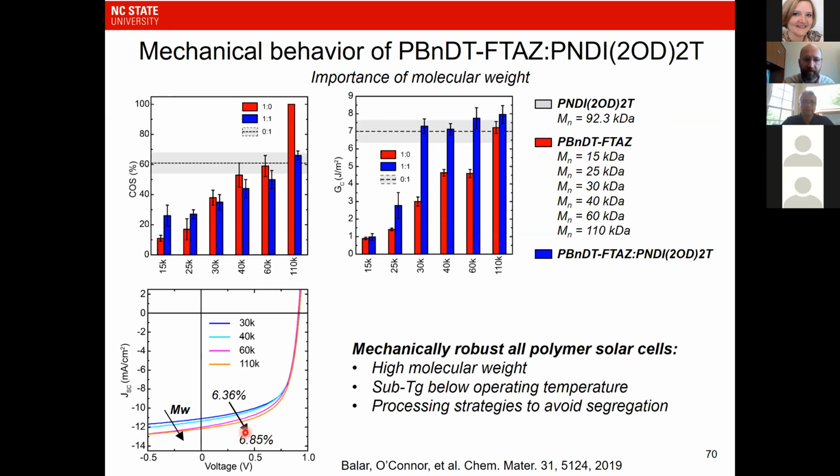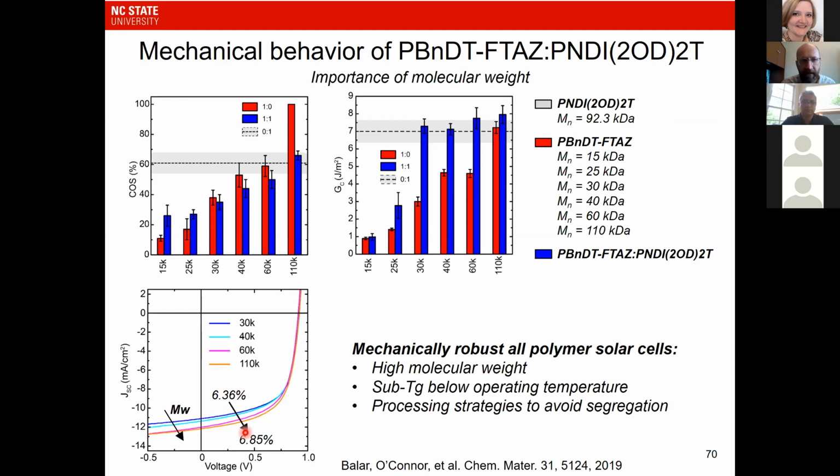We want sort of complementary absorption. We want low sub-Tg transitions, so we avoid that ductile to brittle transition. And we can start to design at least mechanically and morphologically stable solar cells. Now it's just sort of getting the efficiency up of these systems. So that is sort of the mechanics side and what we're doing on the mechanics side. And that pretty much sums up the topics I wanted to talk about today.